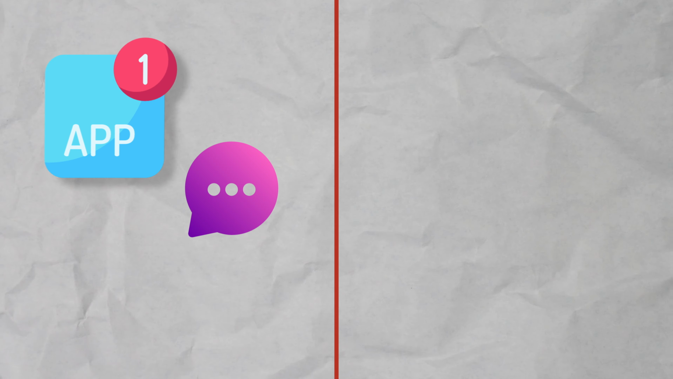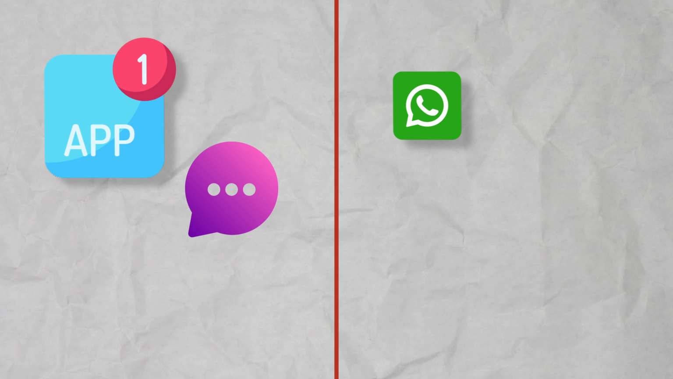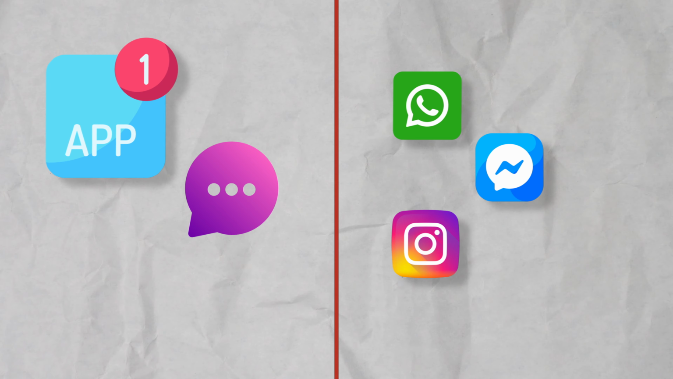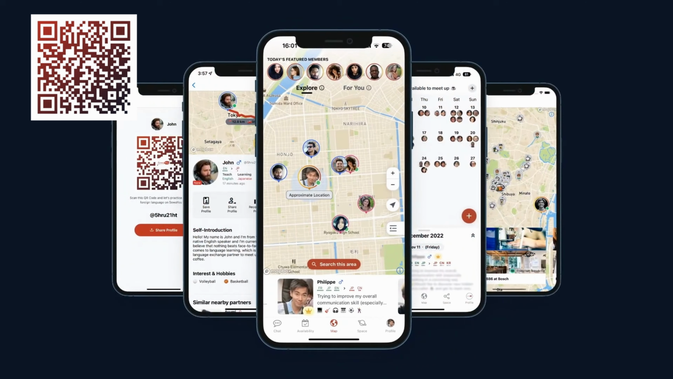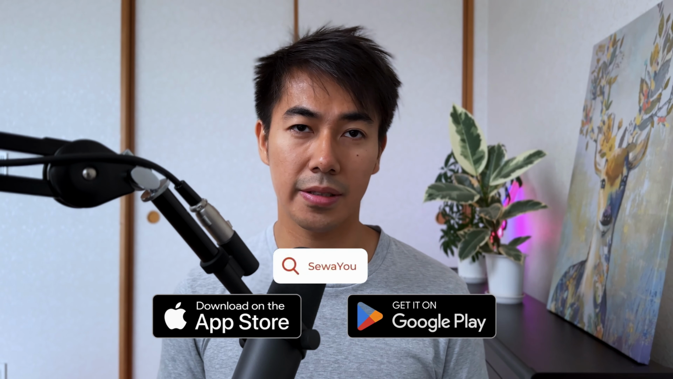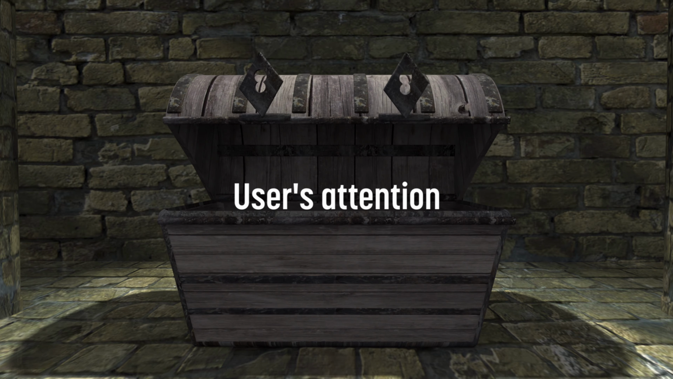And get this, if your app has a messaging feature, well, just add WhatsApp, Messenger, and Instagram DMs to that competition list as well. So make your messaging feature unique and something that cannot be found on other big players' apps. For example, for my app SewaYou, which is a language exchange app, it's things like correcting your language partner's sentences, translation, practicing pronunciation, and so on. So we're all fighting for the same limited resource, which is the user's retention.